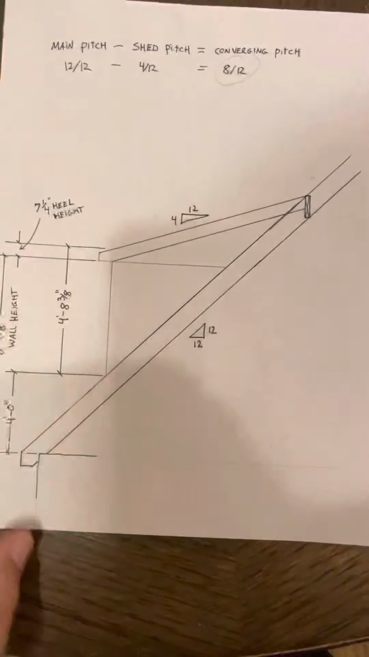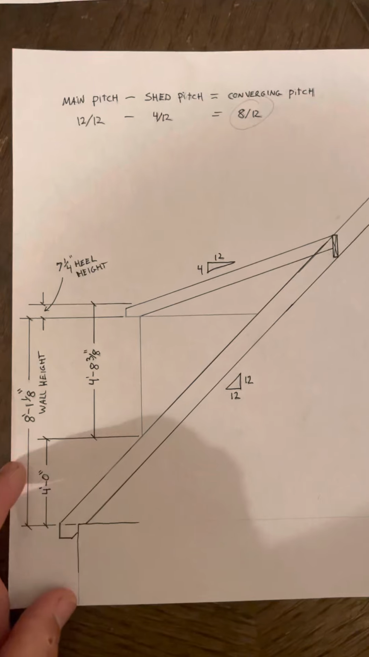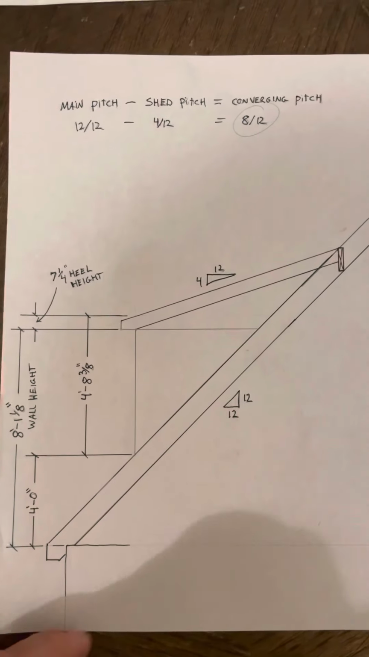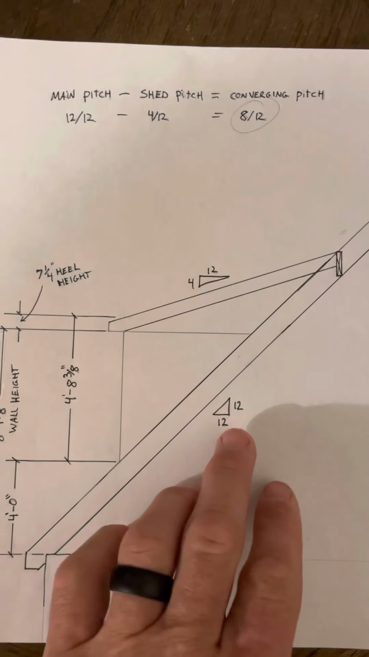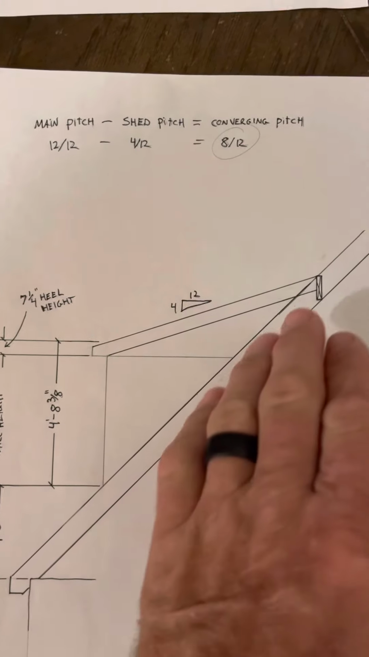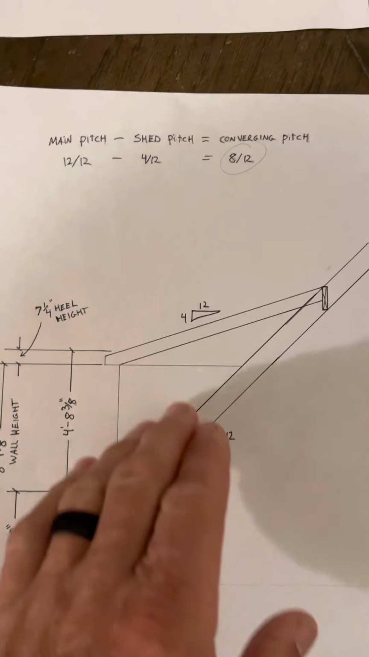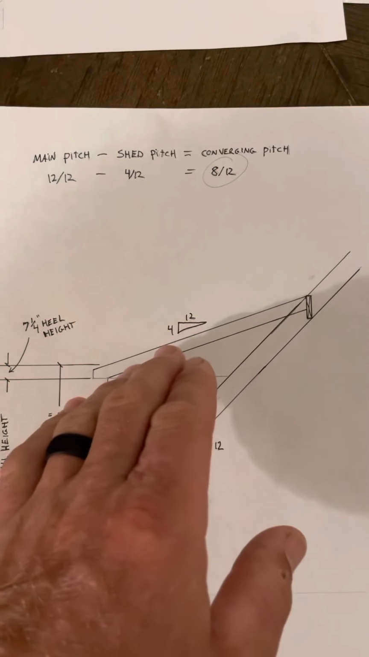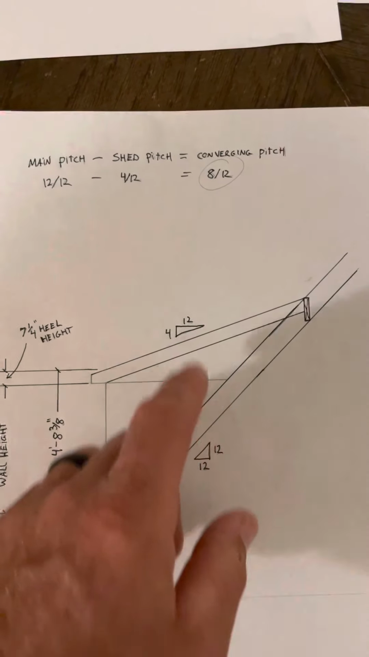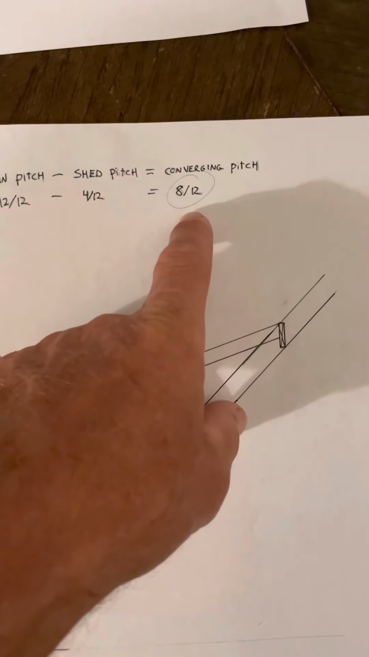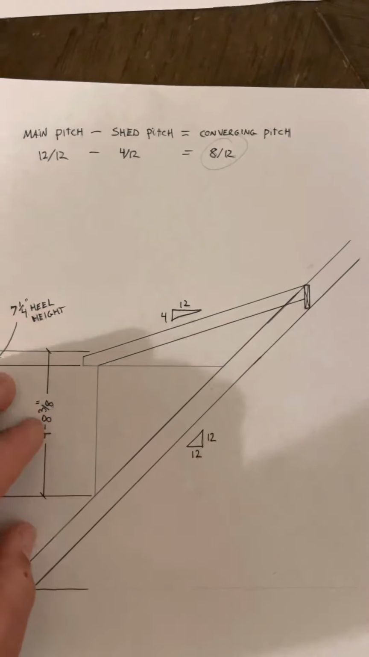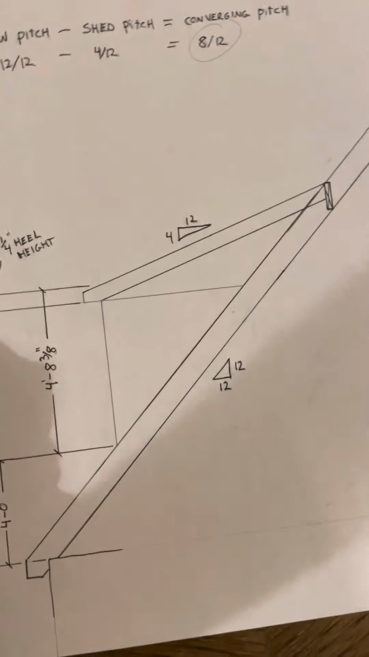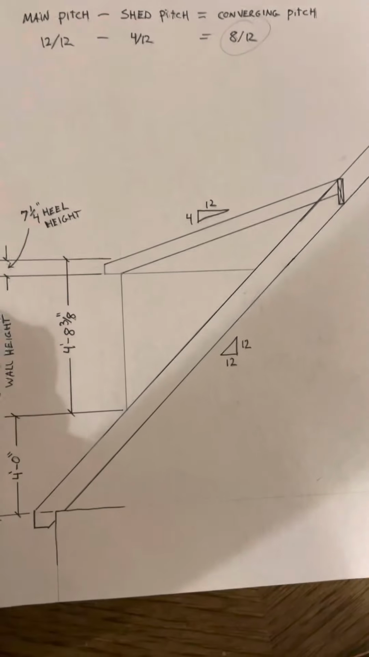All right, the first step to figuring out a shed dormer is to determine what's called the converging pitch. You take your main rafter pitch and your shed roof pitch, and you subtract the smaller from the greater, and that gives you the converging pitch. So 12-12 minus 4-12, we've got an 8-12 converging pitch. We use that number to basically jumpstart our math here.